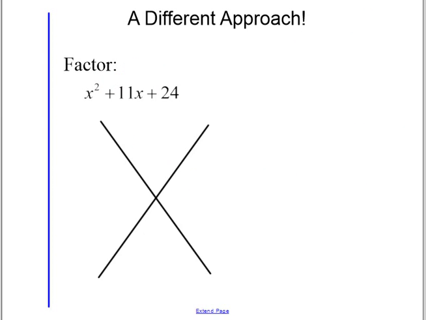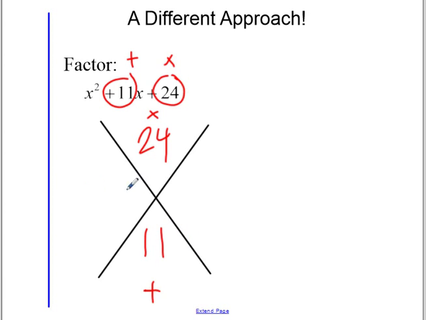Let's see that one more time. On the top of the X, we need to put the number that is created through multiplication. The number that's created through multiplication is 24. Something times something made 24 in those double sets of parentheses. Down below is the number that is created through adding the two numbers in the parentheses. That is the 11. Now I ask myself a question. What two numbers do I put here that multiply to make 24 but add to make 11?